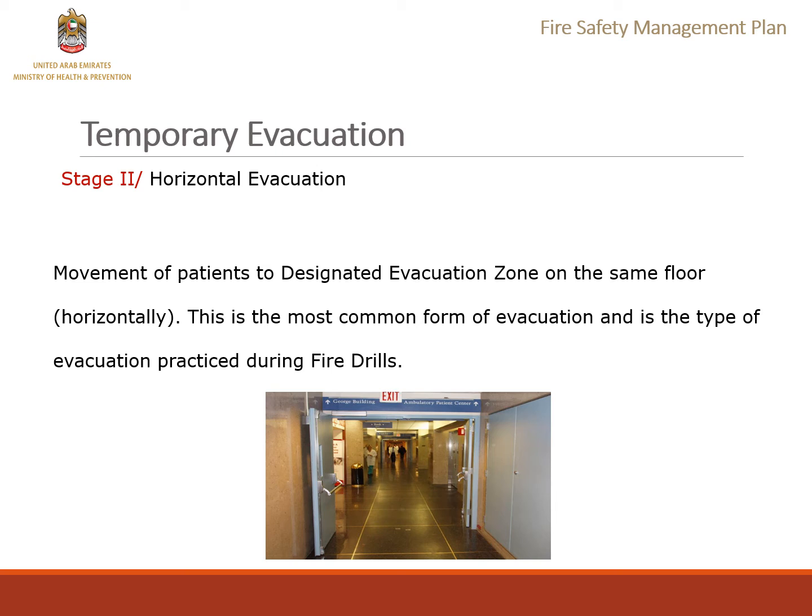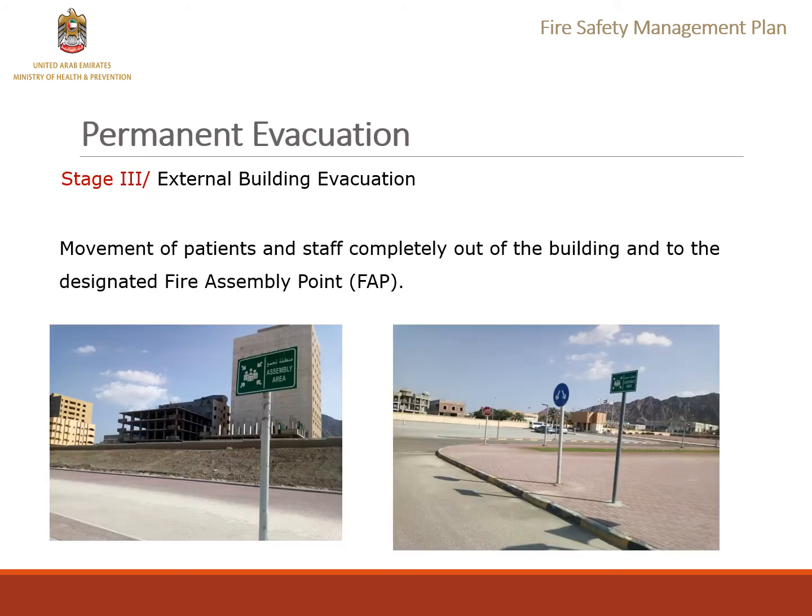Stage 2, horizontal evacuation, refers to moving the patients to the nearest fire zone or fire compartment, as I said before, for example, from maternity to the OT and so on. Stage 3, external building evacuation, means moving the patients to the assembly point.